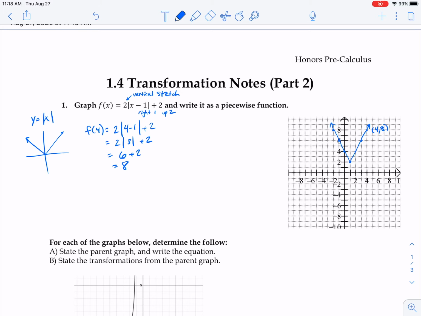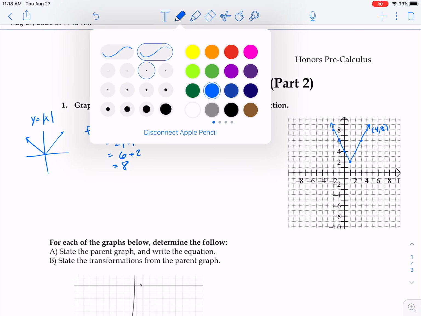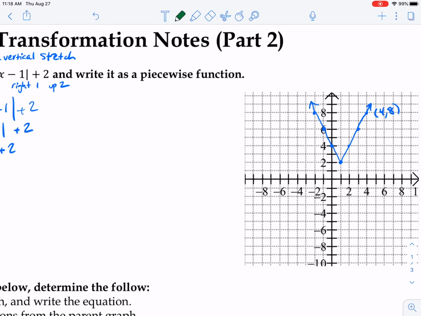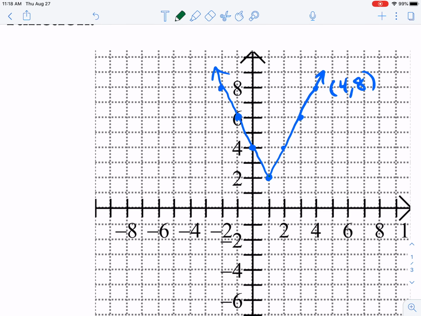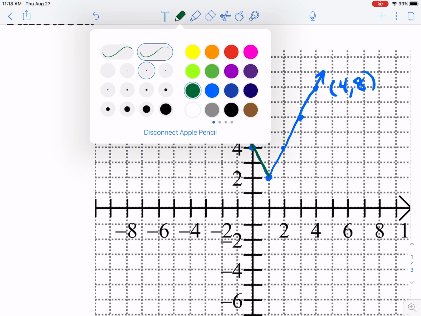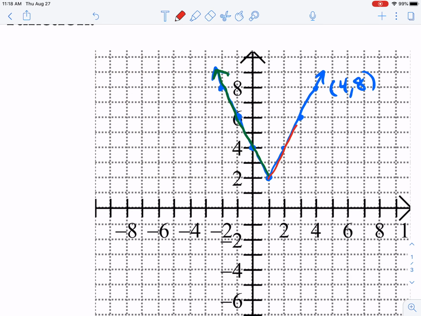All right, now they want us to write this as 2 pieces. So let's look at this one side right here, and notice this is one piece of that function. The other piece I'm going to do in red. The other piece would be this. They both include this point here, so we'll make one of them equal and the other one not. It doesn't matter which one because they both include that same point.